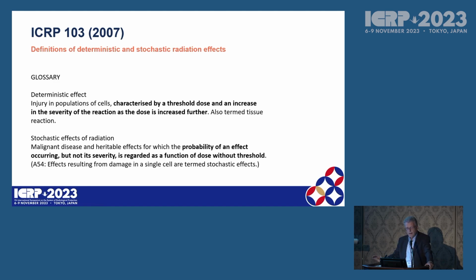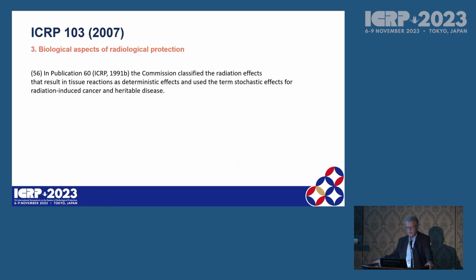Stochastic effects of radiation are malignant disease and heritable effects for which the probability of an effect occurring, but not its severity, is regarded as a function of dose without threshold. And because this is so, it is assumed that already small doses with a small probability can induce these effects. Therefore, we can only manage these effects and can stay as low as reasonably achievable, but there's no possibility in this framework of thinking, no possibility of preventing the effect altogether. In the appendix, it also points out that these are effects resulting from damage in a single cell, which are called stochastic effects. So deterministic effects with the injury in populations and stochastic injury in single cells.